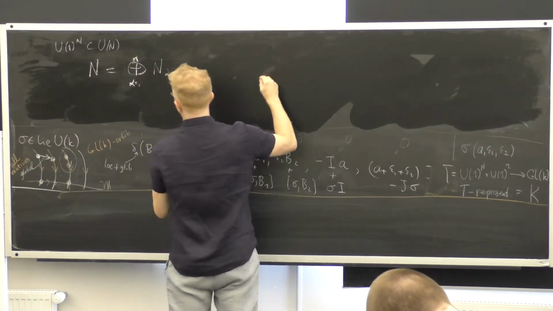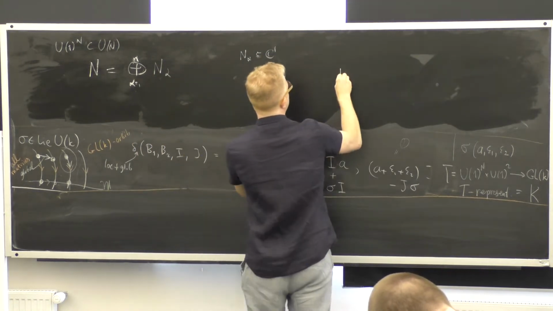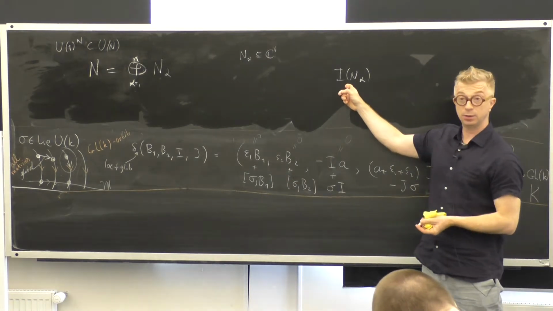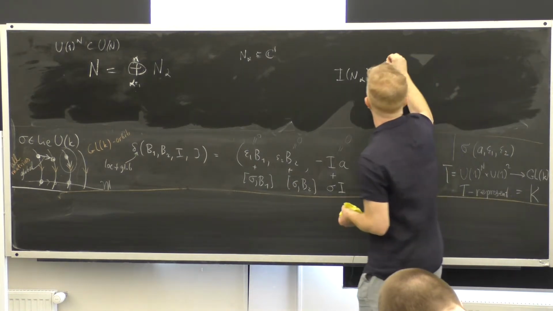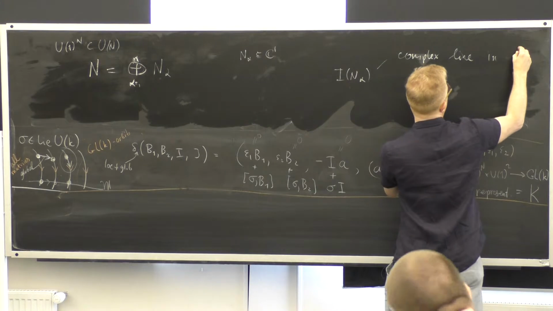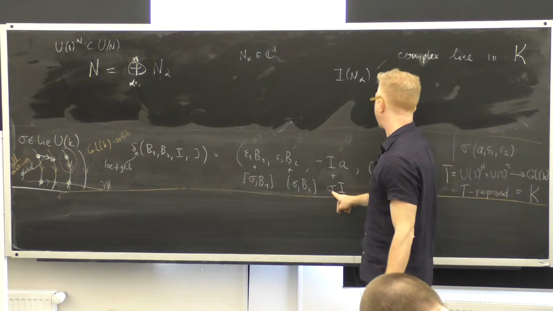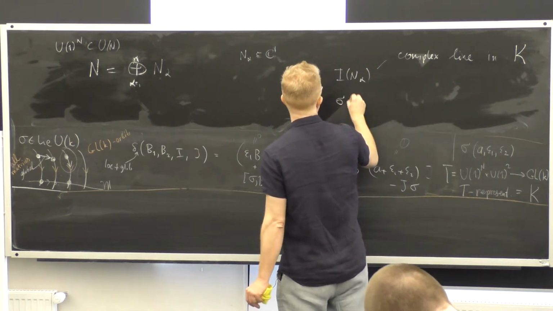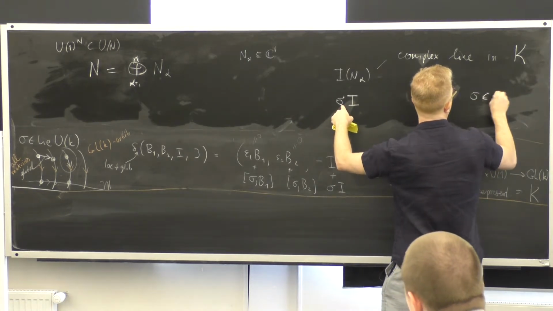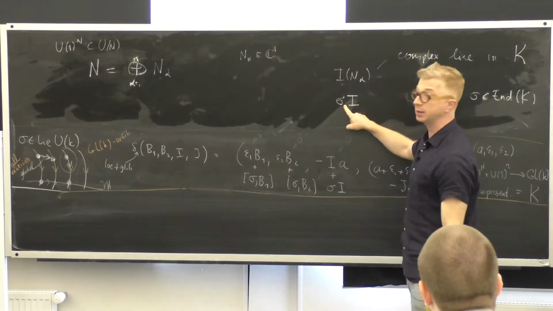Now, N alpha is generically just a one-dimensional space. Now let's act on this one-dimensional space with the operator I. That gives me a complex line in K. And now we can compute what sigma does. Remember, sigma is an endomorphism of K. So I claim that this line is actually an eigenline for the operator sigma.